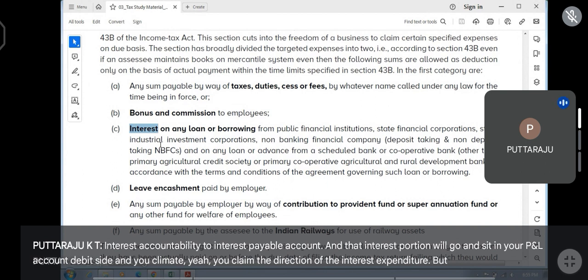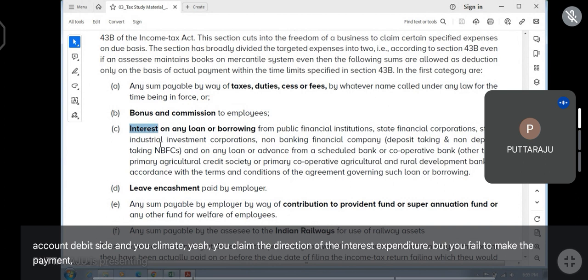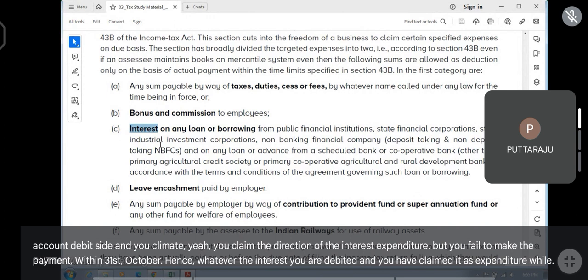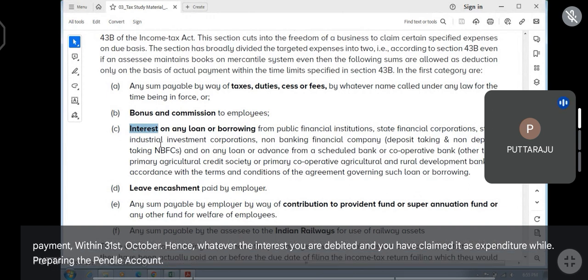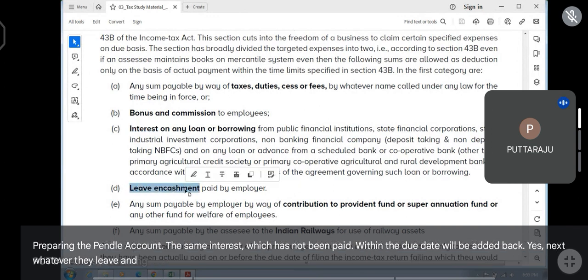But you fail to make the payment within 31st October. Hence, whatever interest you have debited and claimed as expenditure while preparing the P&L account, the same interest which has not been paid within the due date will be added back. Okay. Next, whatever leave encashment is payable to the employee will be added back if it is not paid within the due date.